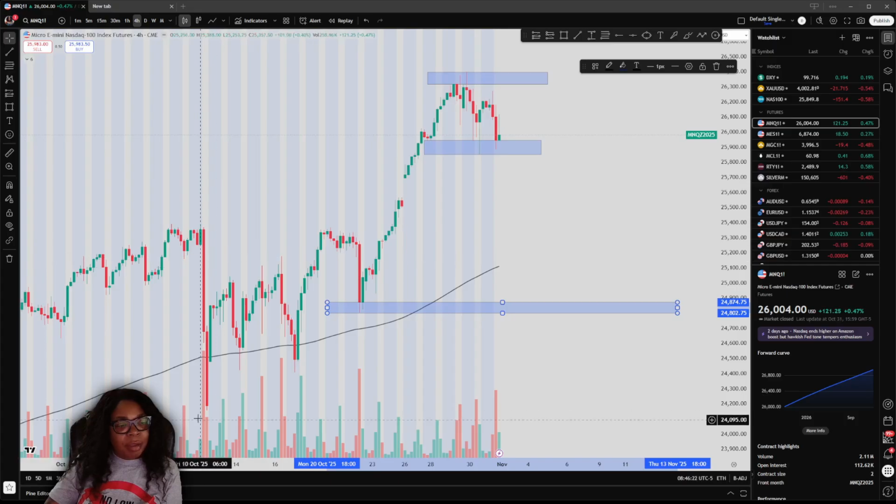And then we have an area here and here. But see that the moving average is or will be broken if it goes to this area, as well as the next level of lower structure being here. So that's what I would be looking for on NASDAQ.